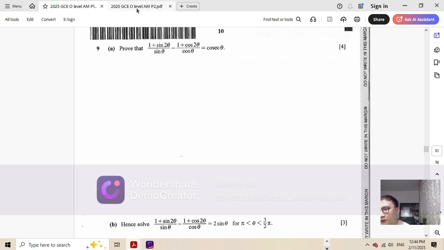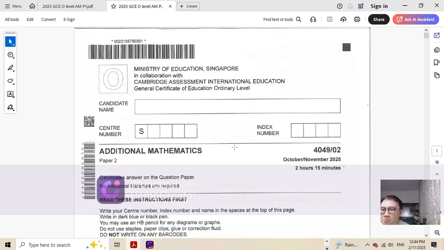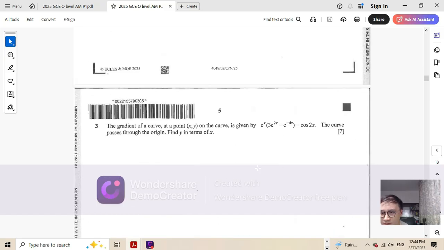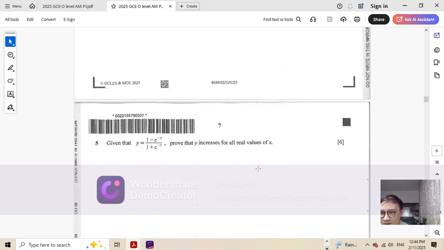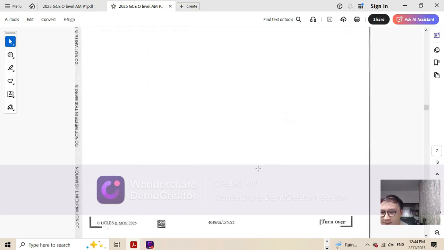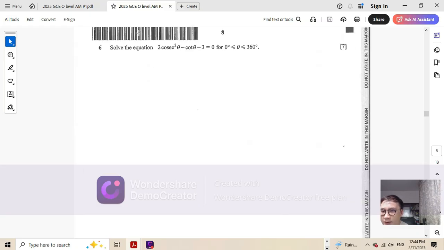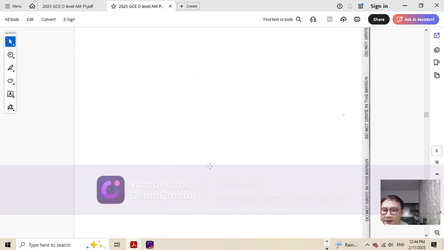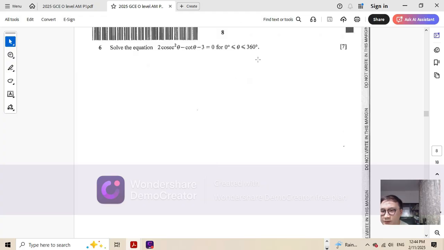For paper 2, we have one more trigonometric question. This one, if I'm not wrong, is a pure solving question. Question 6, worth 7 marks. This question is standalone, meaning there's no part A, part B. It just gives you 7 marks and asks you to solve this equation. Again they give you the range.